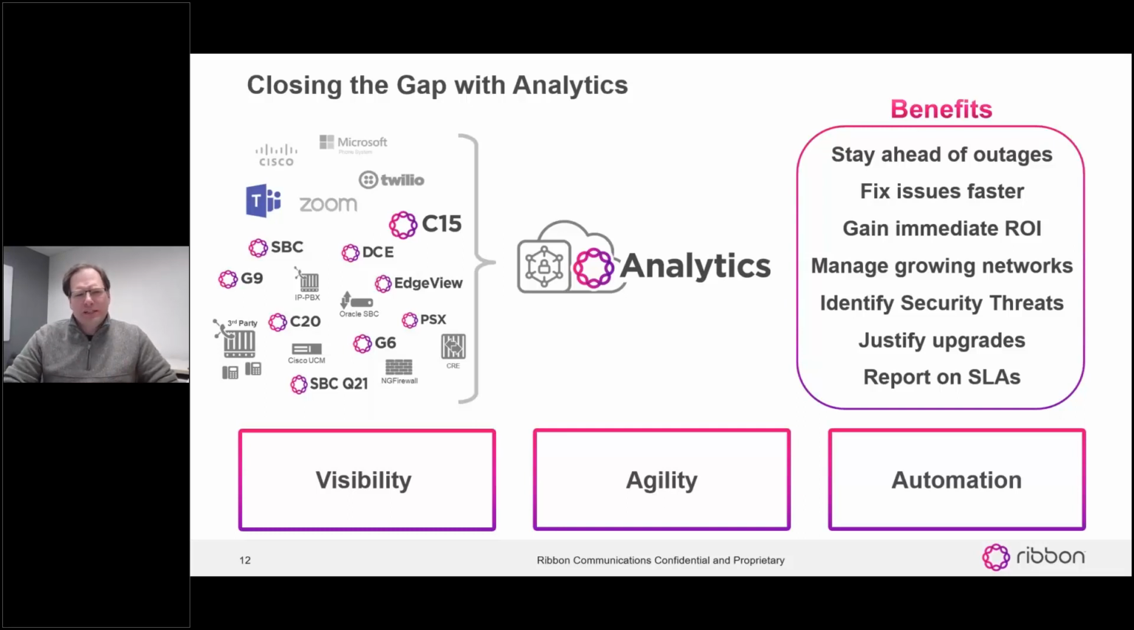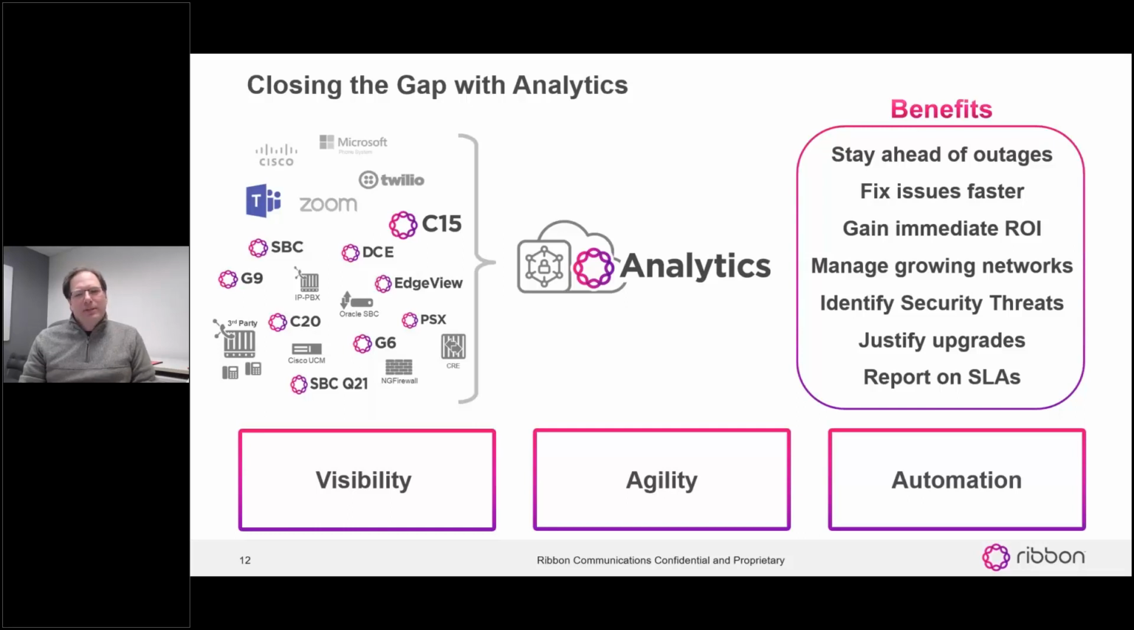So the whole point of analytics is about collecting data from your network elements, Ribbon elements, and third-party elements. For example, we have MS Teams API interfaces also, but it's that ability to provide visibility, agility and changes of what's going on to your network, and automation or feedback back into your network itself. It gives you the ability to stay ahead of outages, fix issues faster, and your return on investment can be gained quicker. Look and manage what's going on with your network, whether on the growth or even in transitioning of TDM to SIP or other items such as that.